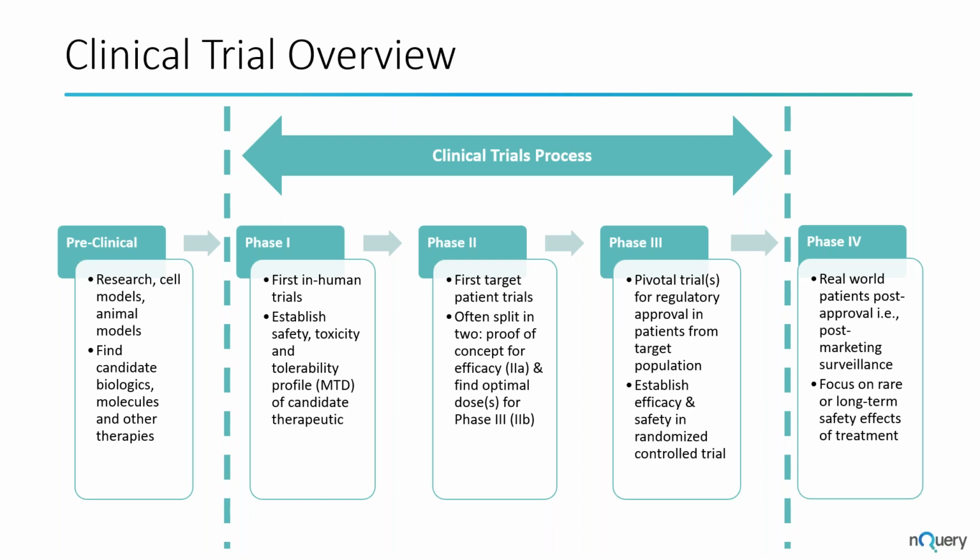And obviously each of these phases are done sequentially. So in order to progress to Phase 2, you must first succeed at Phase 1 and so on. So Phase 1 is the first time that this therapeutic will be given to humans, though normally it's healthy volunteers at this point.